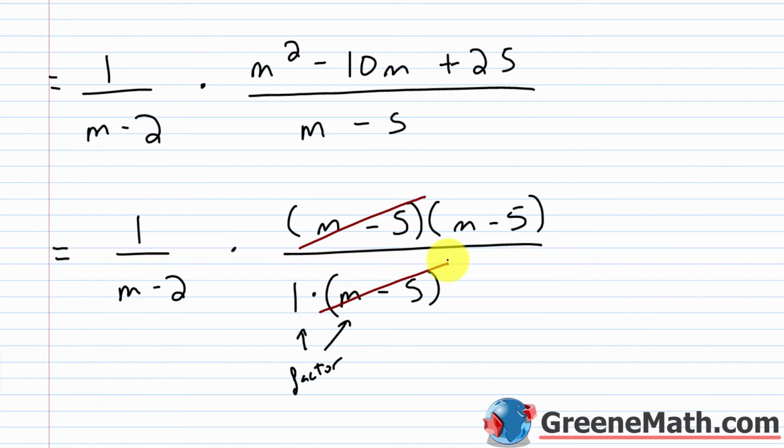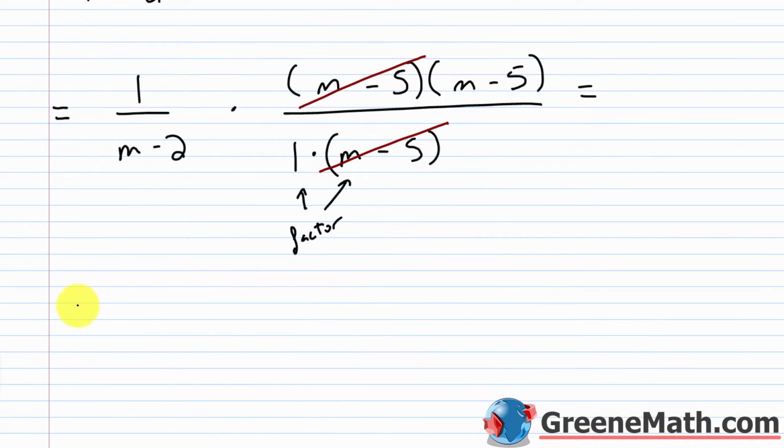Cancel this with this. And what I'm left with is 1 times m minus 5 in the numerator. Let me scroll down here. That would be m minus 5. And this is over m minus 2 times 1, which is just m minus 2. So my simplified answer here is m minus 5 over m minus 2.